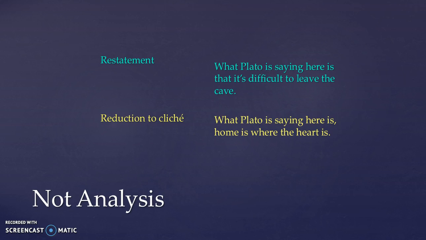Sometimes when you give a quotation, you do have to restate afterwards what it says, because sometimes, especially in a class like CIE, the text itself is very complicated and difficult to understand, so you can put it in your own words, but then you have to go on to also analyze it. And also, you don't want to just reduce a quotation to a cliche. So what Plato is saying here is, home is where the heart is. Plato is saying something more complex than just an overused saying. So avoid cliches in your paper in general, but also don't think that they count as analysis.